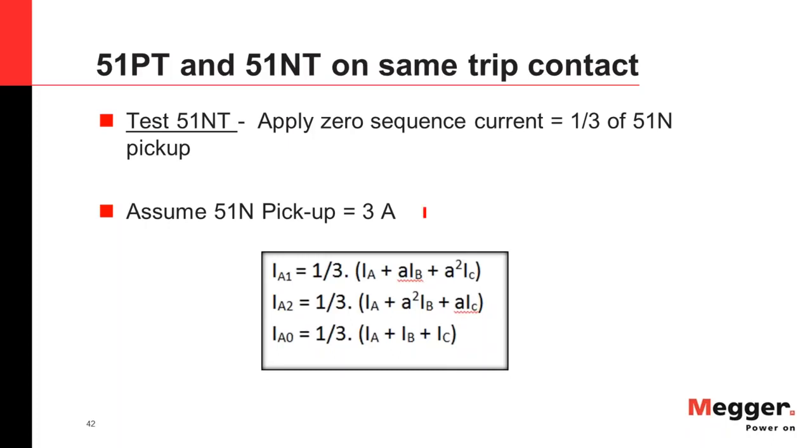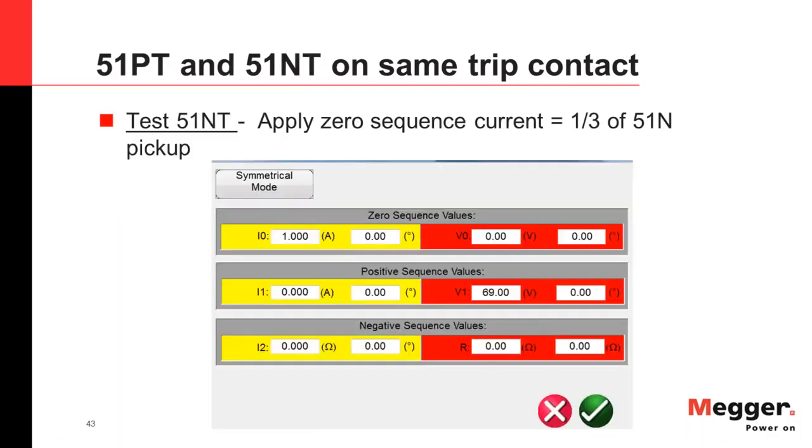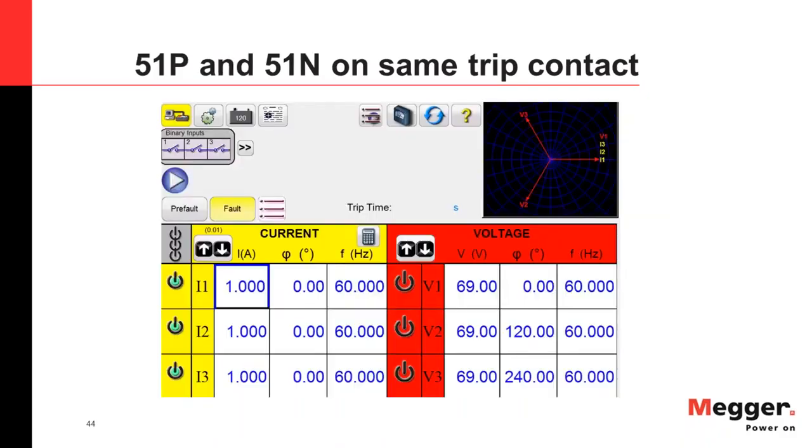In that case, your 51PT element is not getting picked up. Why? Because you already have a very low pickup of 3 amps, and my phase pickup was already 5 amps, so it will never get picked up. This is how I will do it. I will go to the software and write my zero sequence current to be 1 amp, keeping everything else 0. And this is how it will look for the phase values. You will output these phase values into the relay to test that element. That's how you can distinguish between 51PT and 51NT if you have a 3-phase test equipment. Again, because all the sequence components lie within the concept of 3-phase, you need a 3-phase test equipment for that.